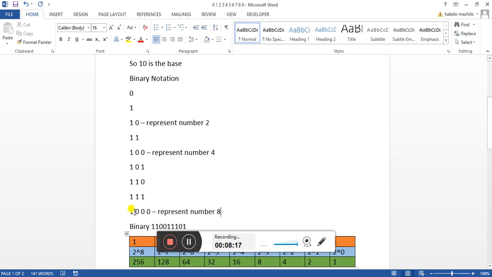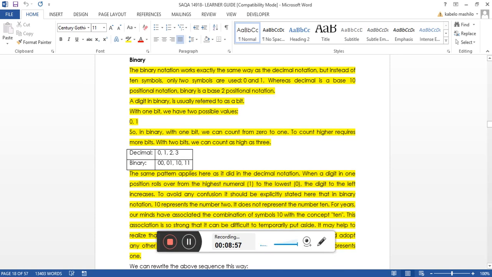Having 4 bits, let me just do this to make it easier for you to understand. Yes, having 4 bits, it represents number 8. So these bits, 1 2 3 4, it's 4 bits. Let's go back to our learner guide.